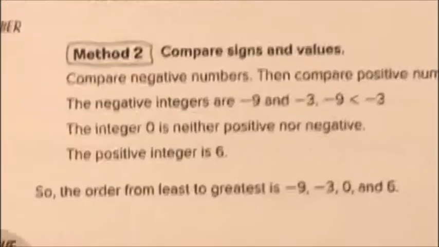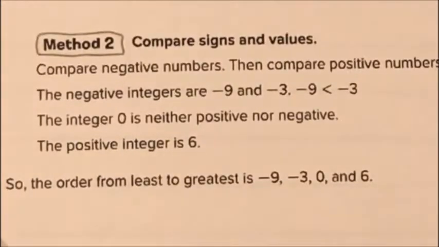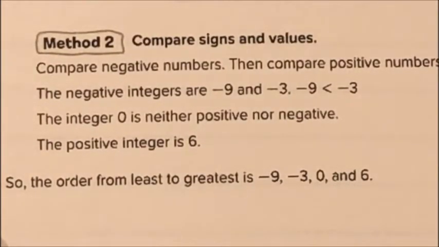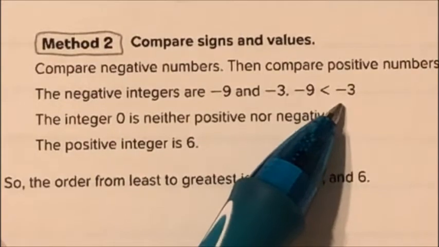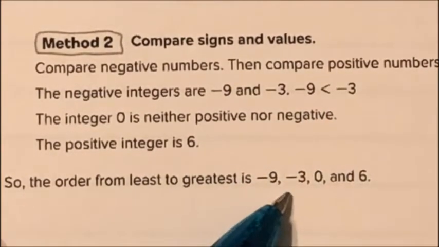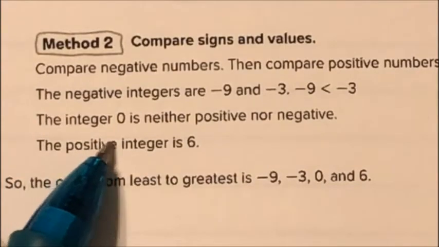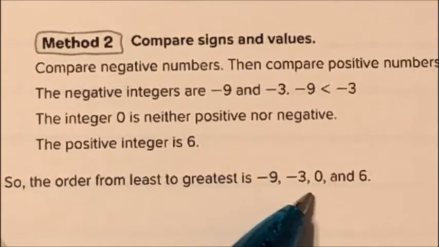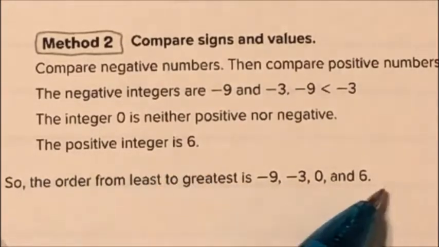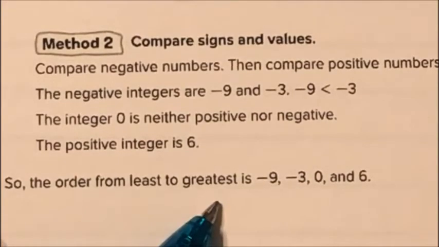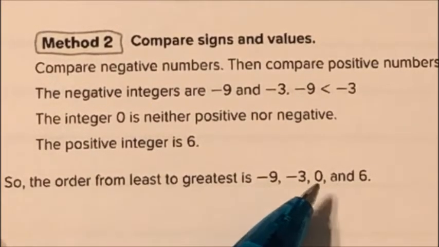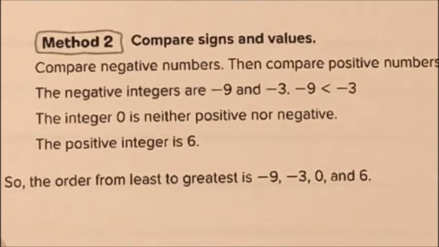Method 2 is to compare signs and values. So I can compare negative numbers, and then I can compare the positive numbers. The negative numbers are -9 and -3. Well, -9 is less than -3, so they're my first two numbers. The integer 0 is neither positive nor negative, so it has to come next. And then the positive integer is 6, so it has to be last. So the order from least to greatest is -9, -3, 0, and then 6. You can use either method 1 or method 2, whichever one is easier for you.